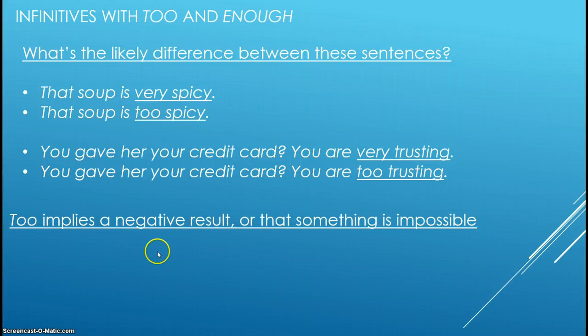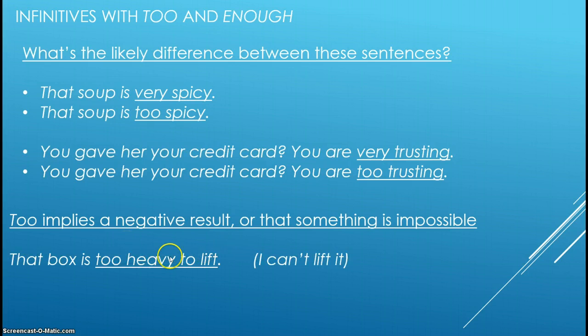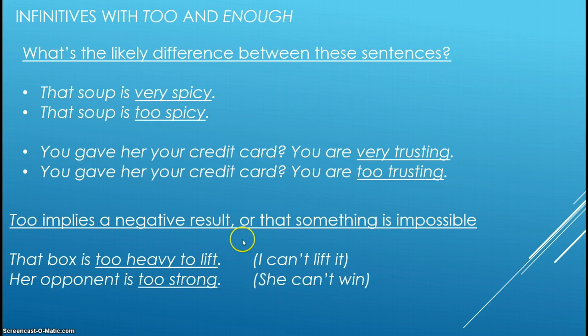So if you go ahead and check that. Too implies a negative result, or that something is impossible. So if I say that box is too heavy to lift, I'm telling you, I can't lift it. It's too heavy to lift. There is our infinitive, by the way. That's what we're leading up to. Her opponent is too strong, which means she can't win. It's impossible. It's kind of a negative result of that.